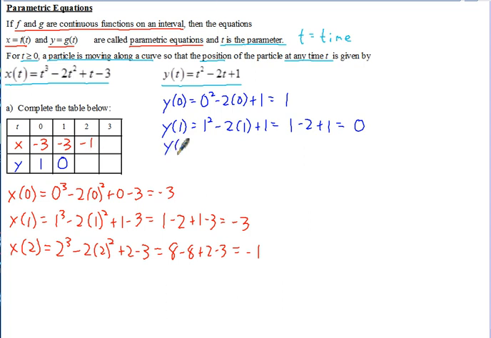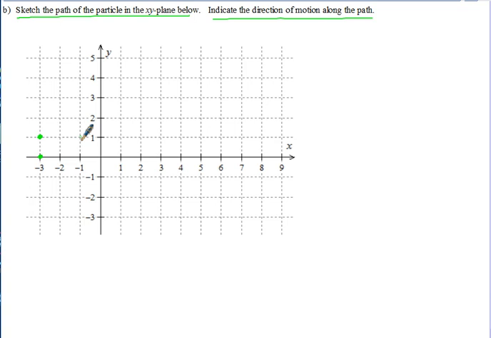And the y-coordinate at time 2 would be 2 squared minus 2 times 2 plus 1. 2 squared is 4. 2 times negative 2 is negative 4 plus 1. You can see the 4's cancel out. We're just left with 1. So now at time 2, the particle is at the point negative 1, 1. Let's plot that, negative 1, 1 right there. So it went from here to here to here. Strange looking graph so far.